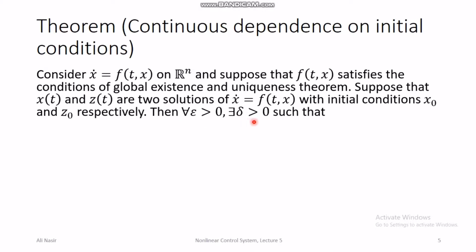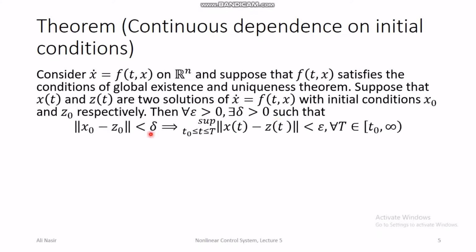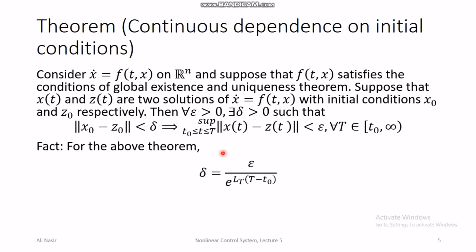Then for all epsilon greater than 0, there exists delta greater than 0, such that if the initial conditions are within a certain distance from each other, then the maximum or supremum of the distance between the trajectories would be bounded by another number which would depend upon this number. So I can also give you the dependence between the two numbers. This is the dependence between the two numbers.